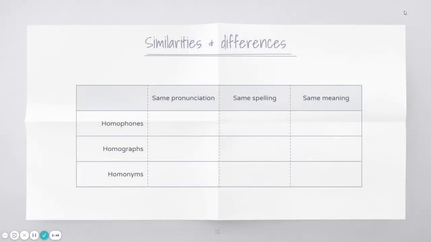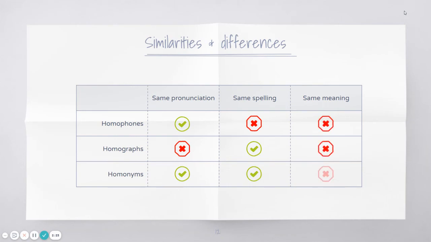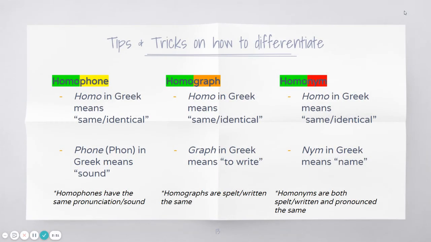Similarities and differences. Homophones have the same pronunciation, but they don't have the same spelling. And homographs are like the opposite of a homophone, where they don't have the same pronunciation, but they do have the same spelling. And homonyms are like a combination of the two, where they have the same pronunciation and the same spelling. And the similarity would be that they all don't have the same meaning.